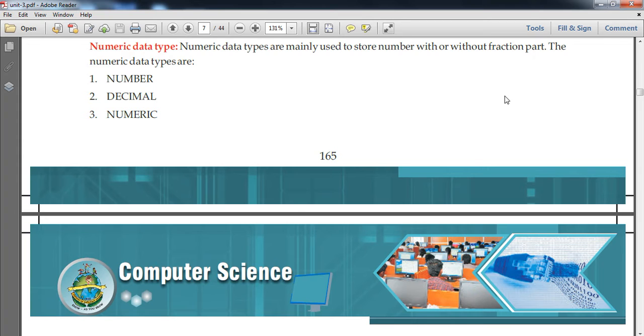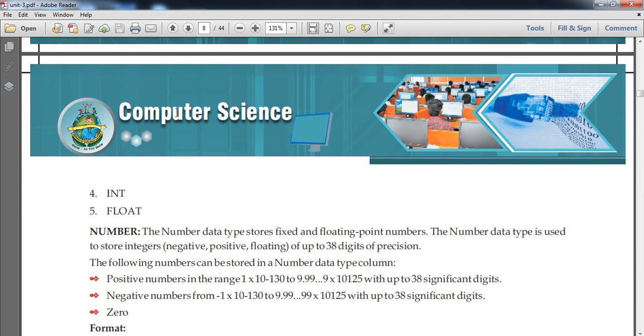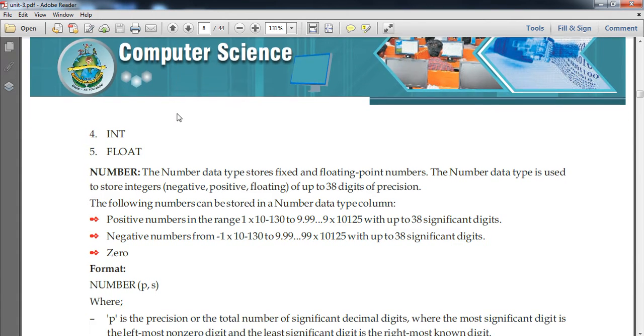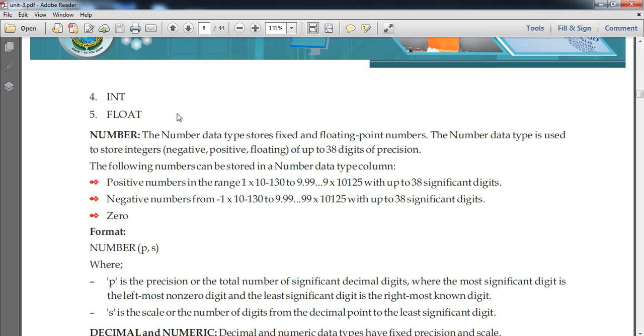So number data types are as follows. The first one is number, second is decimal, third is numeric, fourth is int, and last, the fifth one, is float. So we'll discuss the first one, number. The number data type actually stores fixed and floating point numbers.